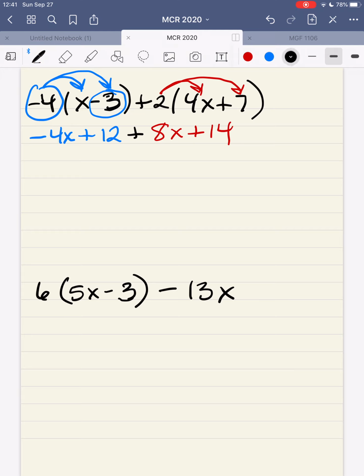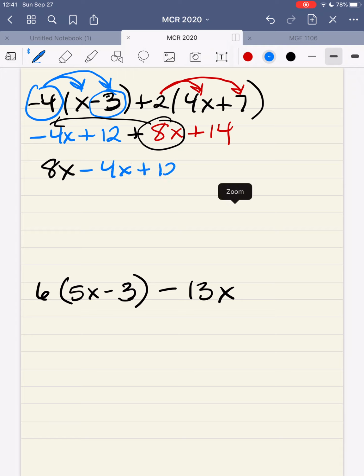If I want to, I can utilize my associative or commutative property and move my 8x to the front. So I can have 8x minus 4x plus 12 plus 14. 8 minus 4 is a positive 4x, plus 12 plus 14 is 26.